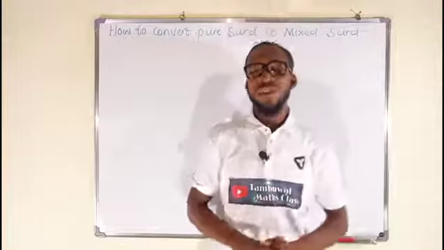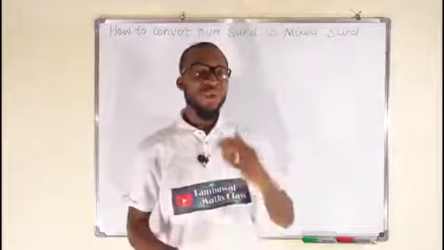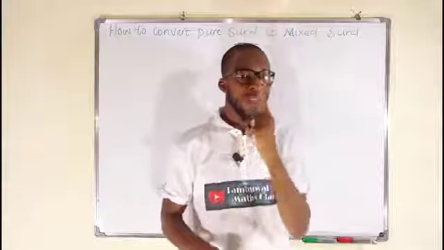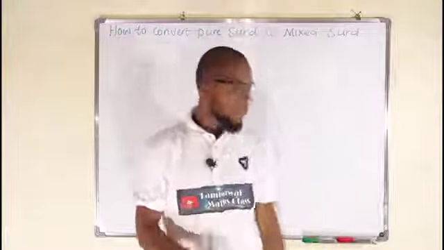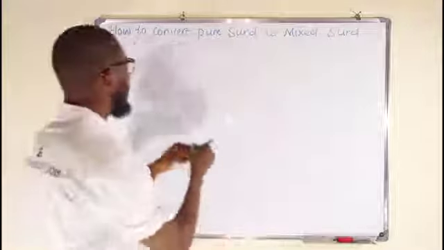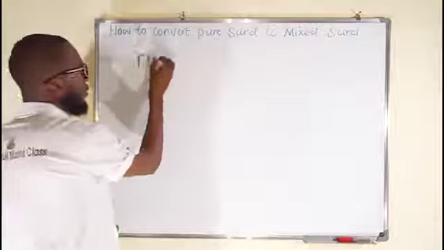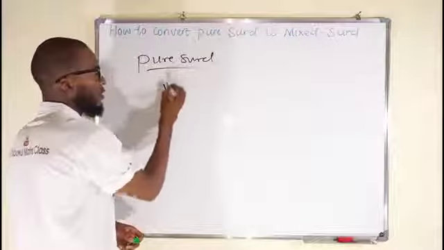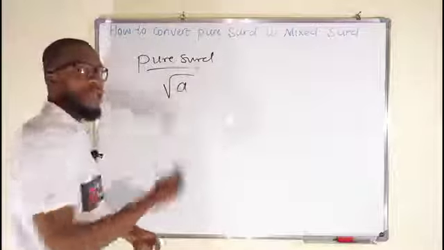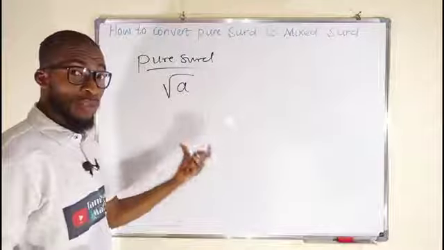Remember in our previous lesson, I told you a pure surd is a surd that contains one rational number, while a mixed surd is one that contains two rational numbers. This is how they are in general. Pure surd. Example, square root of a, where a is a positive rational number.